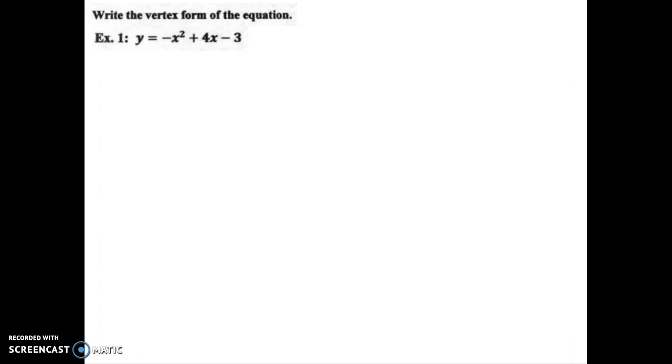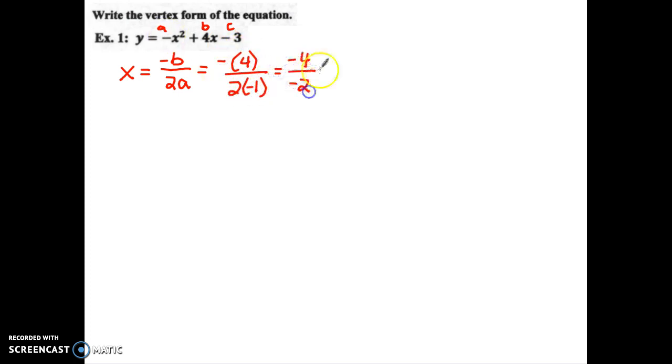All right, so let's look at example 1 together. The first thing that we need to do is find the vertex. Now remember that you find the X value by having negative B over 2A. Remember, this is our A value, this 4 is our B value, and this negative 3 is our C value. So our B value is 4, and our A value is negative 1. So that's negative 4 over negative 2, which gives us a positive 2. Now that's the X value.